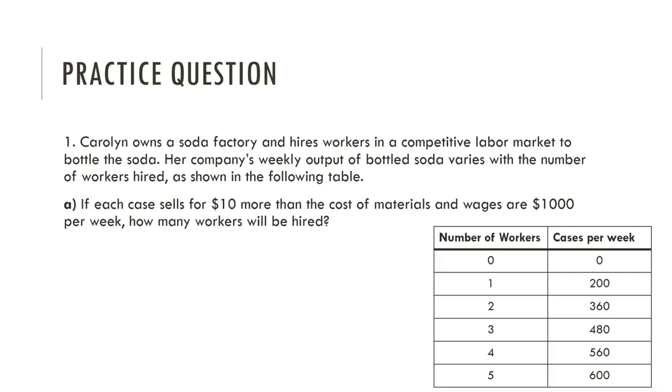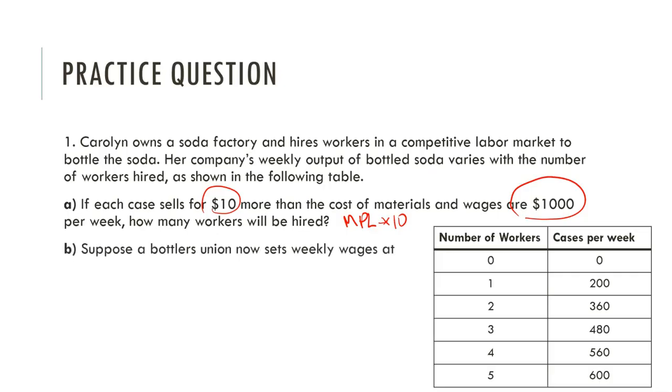So part A, let's say each case sells for $10 more than the cost of materials, and wages are $1,000 per week. So what you're going to want to do is calculate that marginal product of labor, so how much extra each worker is adding, and then multiply it by the $10 to get the marginal revenue product. And then you want to compare that to the wages. So if we're paying $1,000, how many workers are going to be hired?